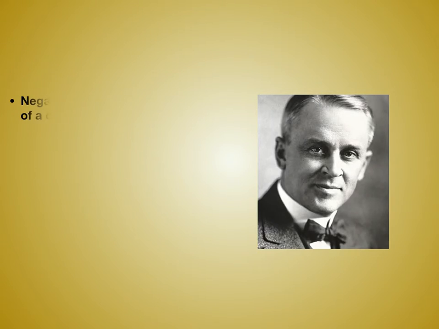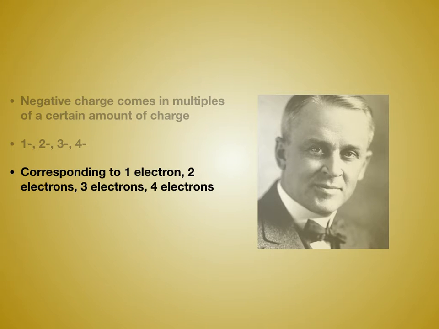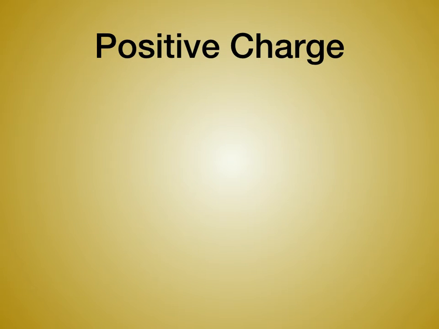That the charge could be 1 times, 2 times, 3 times, 4 times, whatever, that certain amount of charge, but nothing in between. And what he worked out was that these charges corresponded to the oil drops having gained 1, 2, 3, 4 electrons and so on. So each electron is associated with one lot of this negative charge, which we are just going to call 1 negative. Right, let's go back to our picture of an atom.